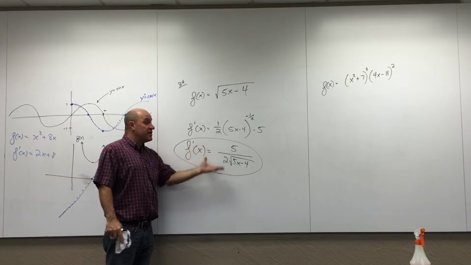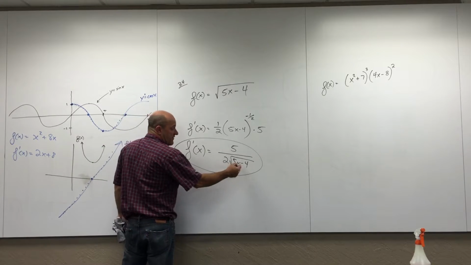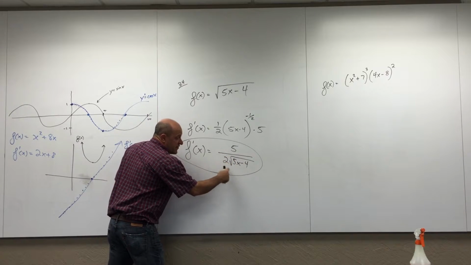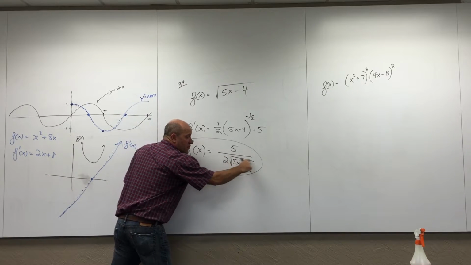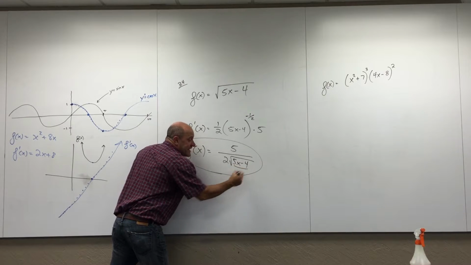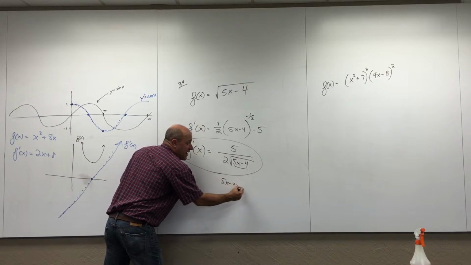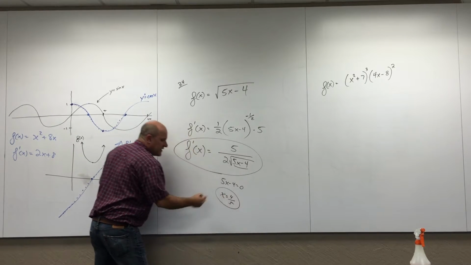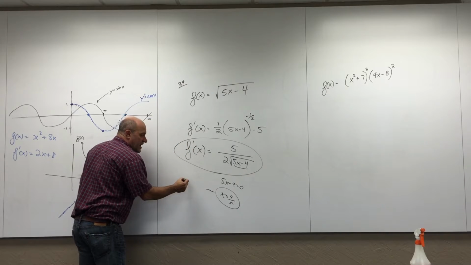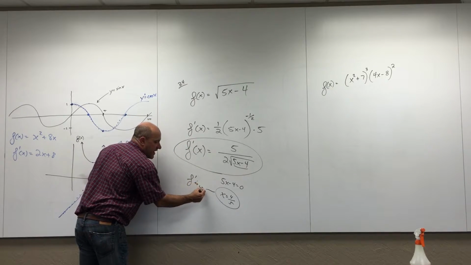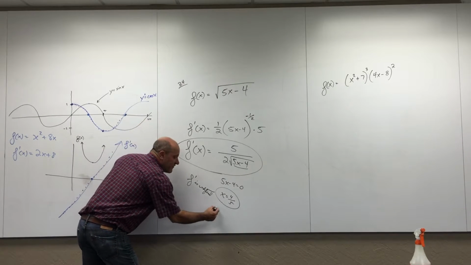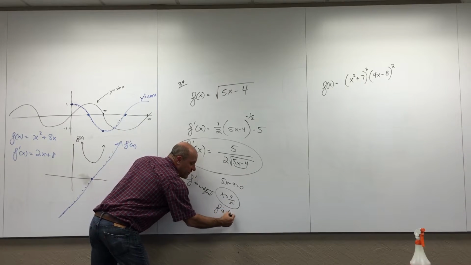Where is this derivative undefined? It's undefined when the denominator is 0. The denominator is 0, basically not about the 2, but when the square root is 0, or really when the thing inside the square root is 0. So it's all about when that's 0, and that's going to be at 4/5. So what's the deal at 4/5? The derivative is undefined. F prime is undefined. What do we call that? Non-differentiable. We say that the function is non-differentiable at that point.